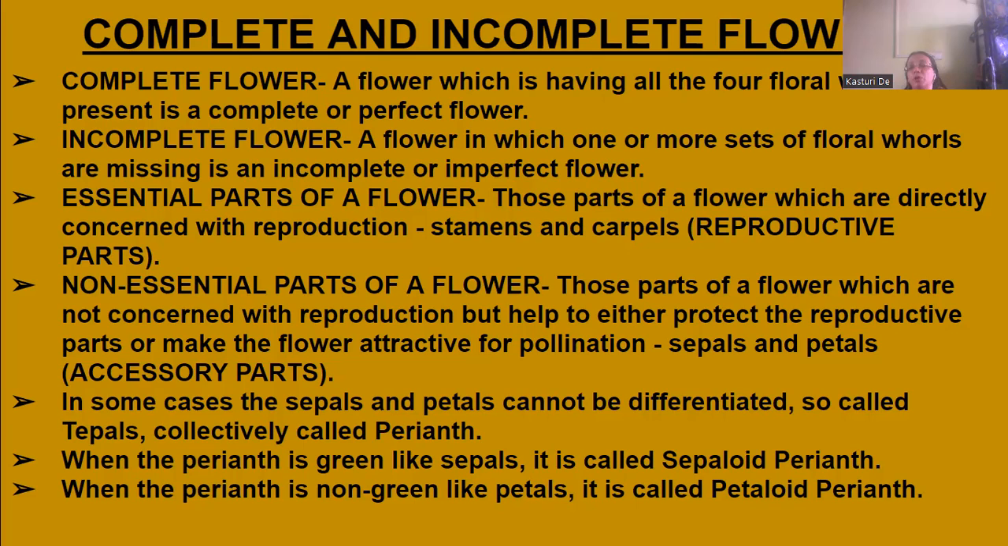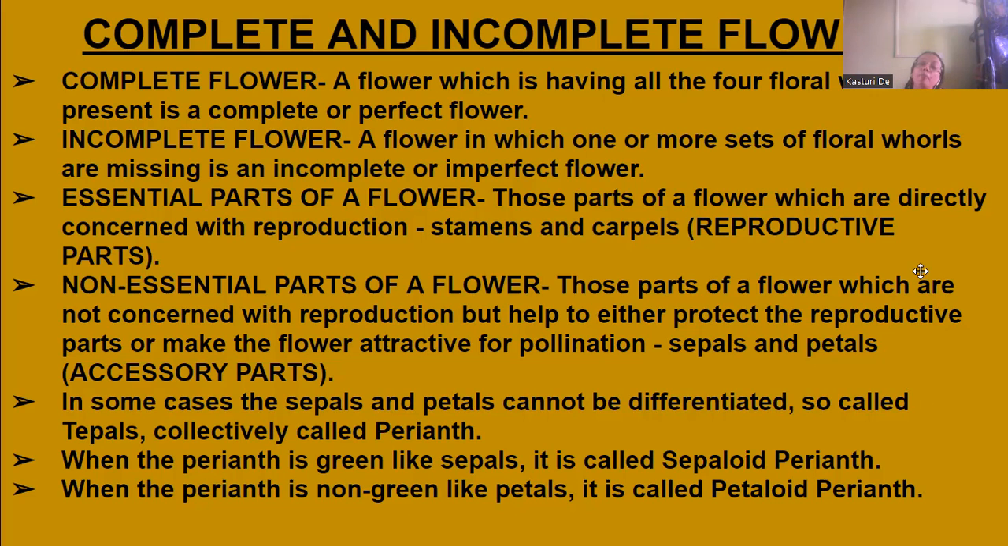Now, in some cases, I have told you that the sepals come first, then the petals, then the stamens, then the pistil. In some cases, there are modifications. Sepals and petals cannot be differentiated, so they are known as tepals. Neither sepals nor petals, and therefore they are known as tepals. Collectively they are known as perianth. Like sepals collectively we call calyx, petals collectively are called corolla, and tepals are collectively called perianth.